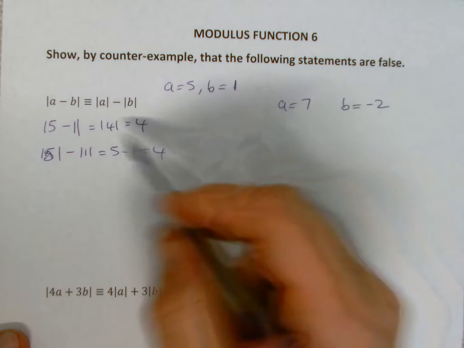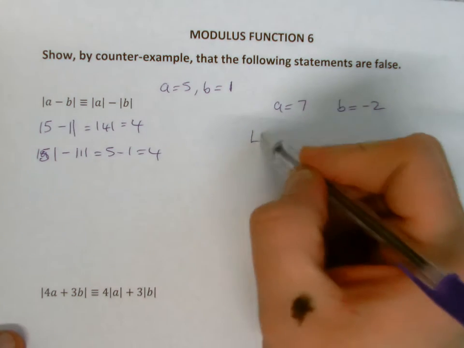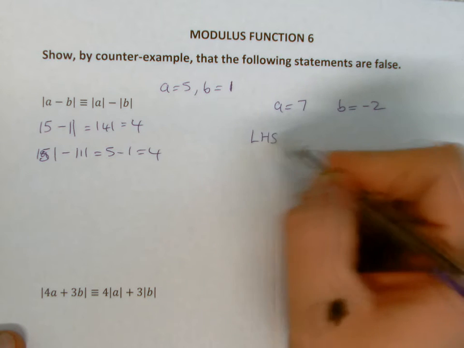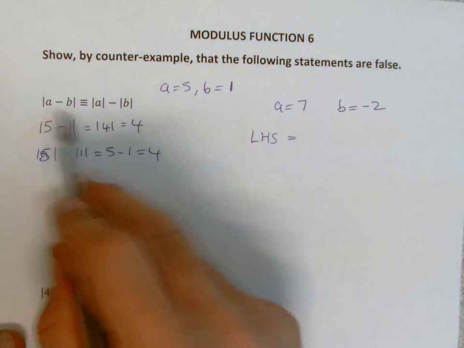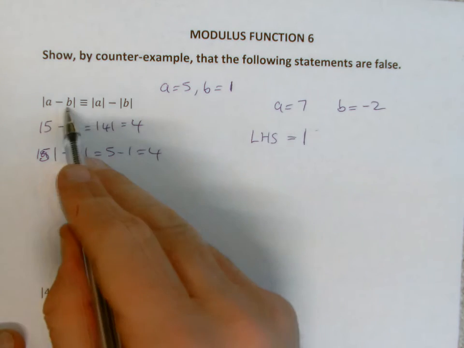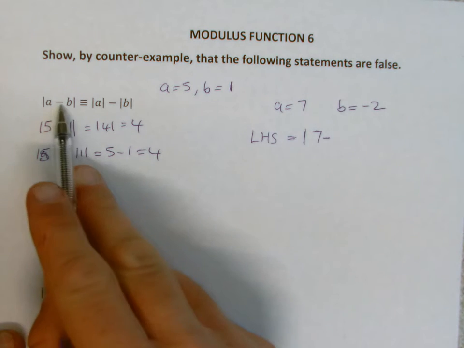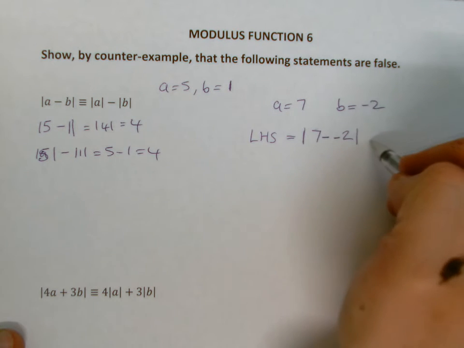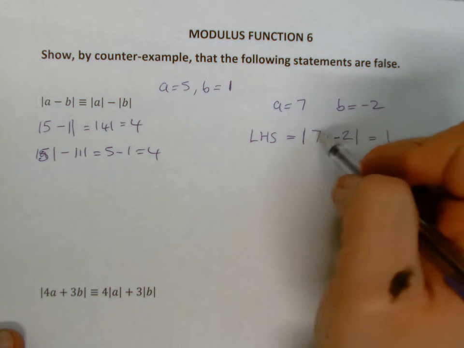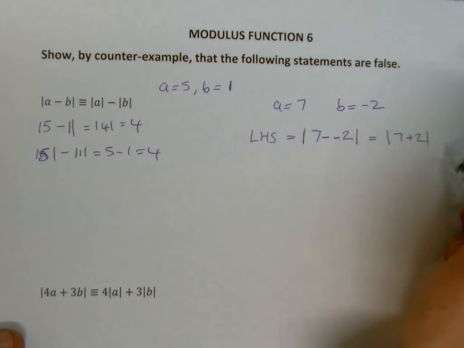Now what I tend to do when I'm trying to show that they don't work is use a bit of communication like this. So I say left-hand side, LHS. I'm going to look at this to start with. So I've got the mod of a minus b, so that would be 7 take away, and then b, of course, is minus 2. So that will become the mod of 7 take away minus 2. Two minuses become a plus. So I end up having the mod of 9, which is just 9.